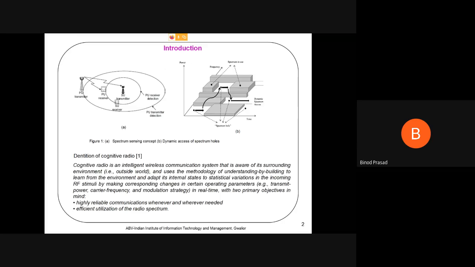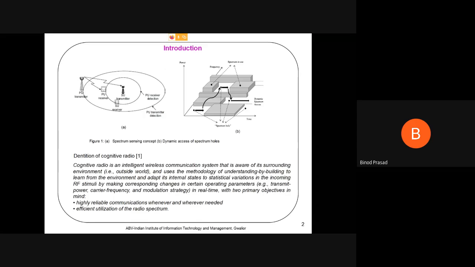Then Joseph Mitola, one of the researchers from the Swedish Royal Institute of Technology, proposed a technique for how to effectively utilize this band, and that concept coined the term cognitive radio. So we'll see what cognitive radio is.